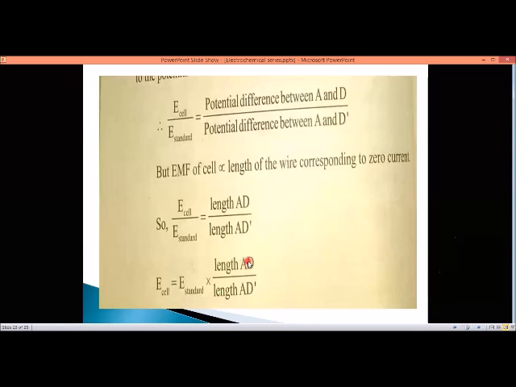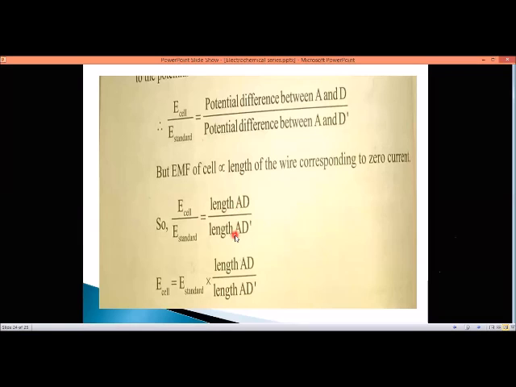Now I'll come to my formula. What is E cell by E standard? Electrode potential of the cell upon electrode potential of the standard is equal to the potential difference between AD by the potential difference between AD dash. That is equal to length of AD by length of AD dash. You have already written it in your notebook, no?